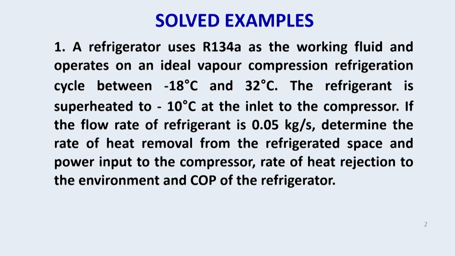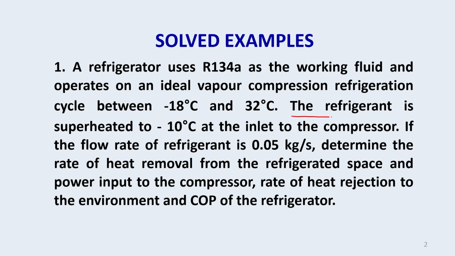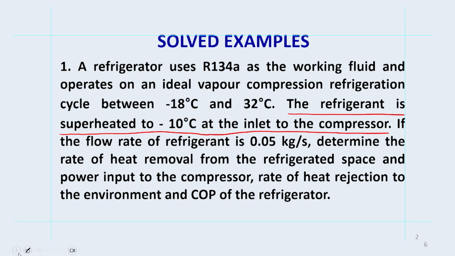The refrigerant is superheated to -10 degrees centigrade at the inlet of the compressor. If the mass flow of the refrigerant is 0.05 kg per second, determine the rate of heat removal from the refrigerator space and power input to the compressor, rate of heat rejection to the environment and COP of the refrigerator. So, here the condition of the refrigerant is given. The refrigerant is superheated to -10 degrees centigrade at the inlet of the compressor. So, we will be solving the question.